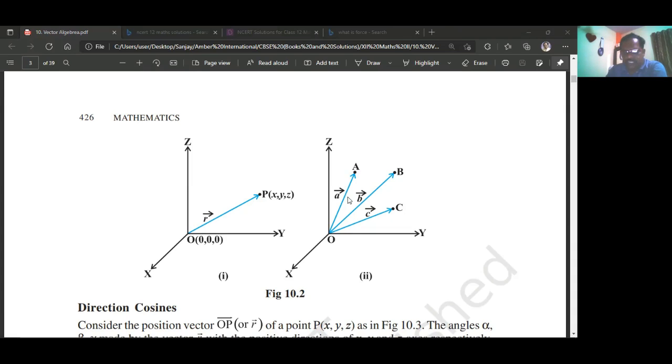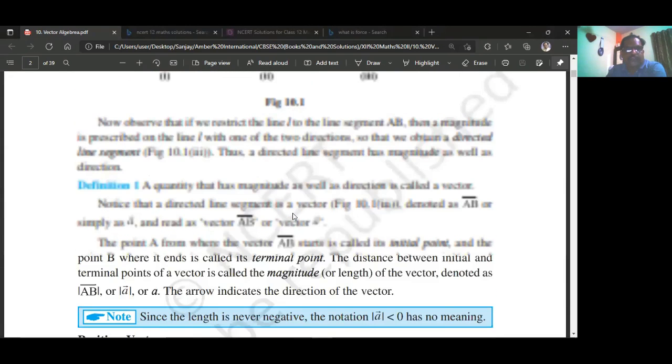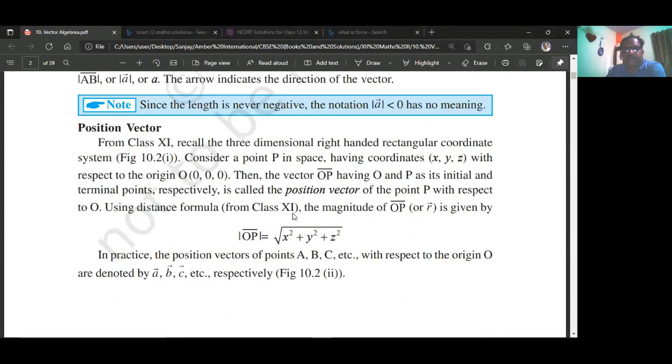Now, as we are discussing the position vector of a point in space, we have a point P in space having the coordinates x, y, z with respect to the origin. It is OP bar. So the vector OP bar, having O and P as its initial and terminal points respectively, is known as the position vector of the point P with respect to the origin.